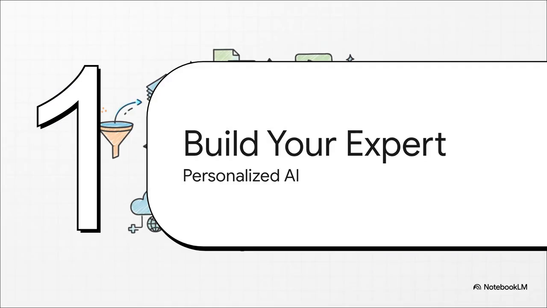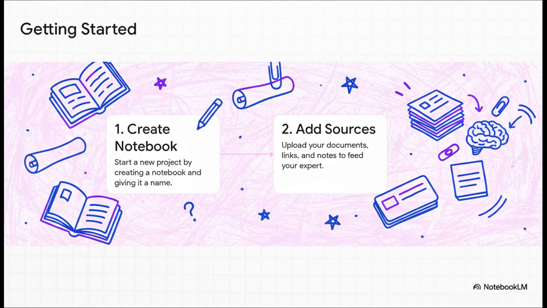Okay, so let's get into it. Step 1 is to build your very own personal expert. So think of it this way. You're not just asking some generic AI a question. Nope. You are literally creating a specialist that knows your specific material inside and out. And getting started is actually super simple. First, you just create a new notebook for whatever project you're working on. Think of it like clearing off your desk. And then you just start feeding it your sources. This is the moment where you give your new expert its entire library to work with.